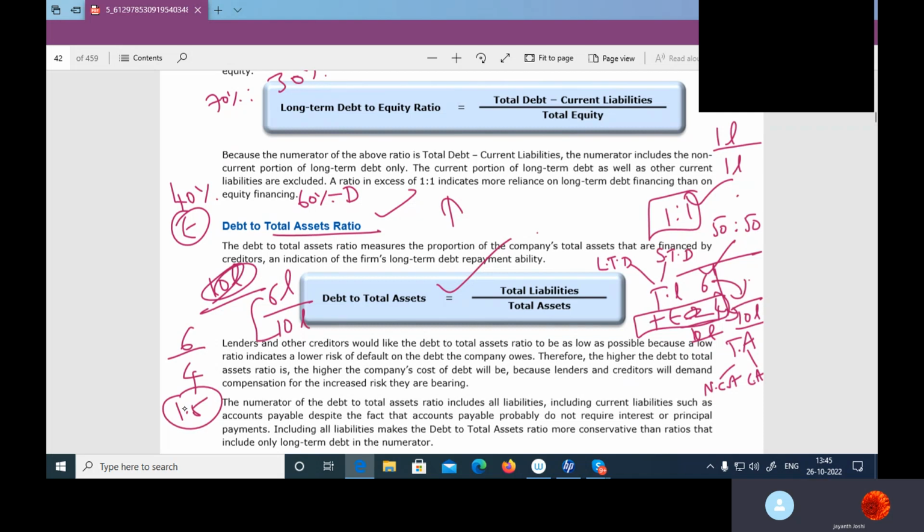Because 2 is to 1 is also still manageable. But if your total liabilities is 8 lakhs and your equity is 2 lakhs, then your ratio is 4 is to 1. It is not manageable. That means 80% of your assets are funded by debt and 20% by equity. It's like you're playing with fire. It's dangerous. Got my point?